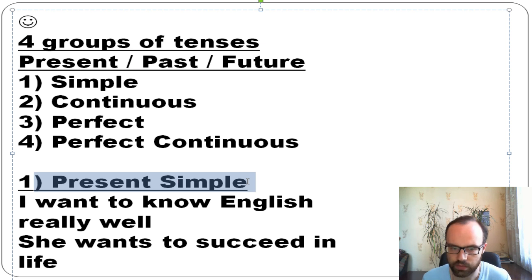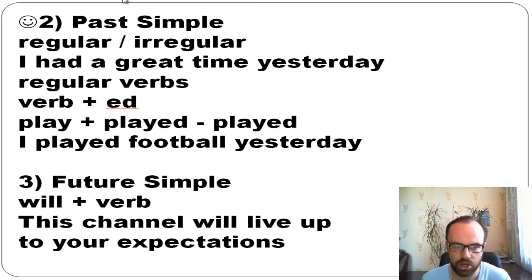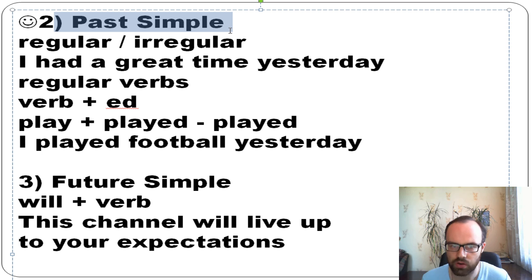So present simple: I want to know English really well. She wants to succeed in life. Don't forget to add s if it's he, she, it. Past simple: you need to know regular and irregular verbs. Firstly, irregular. All the other verbs are regular. Yeah, that's clear. So you see, I had a great time yesterday.